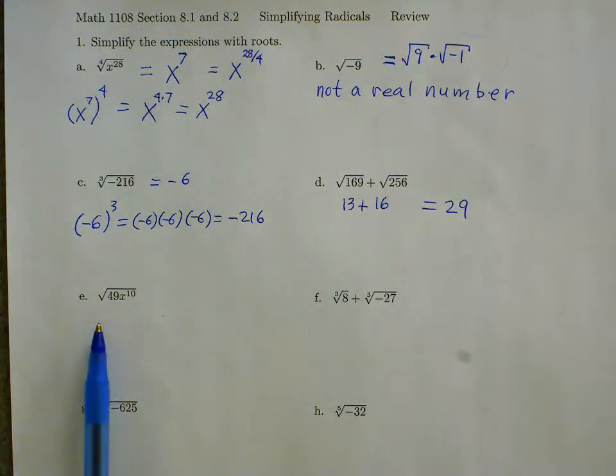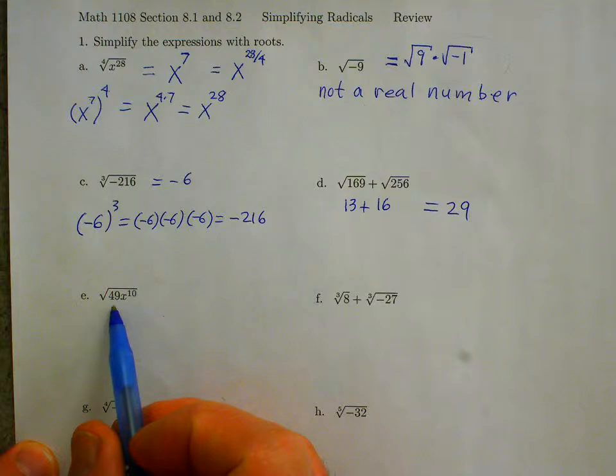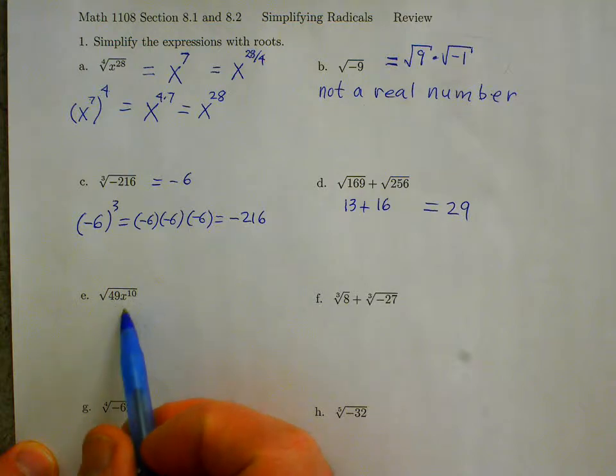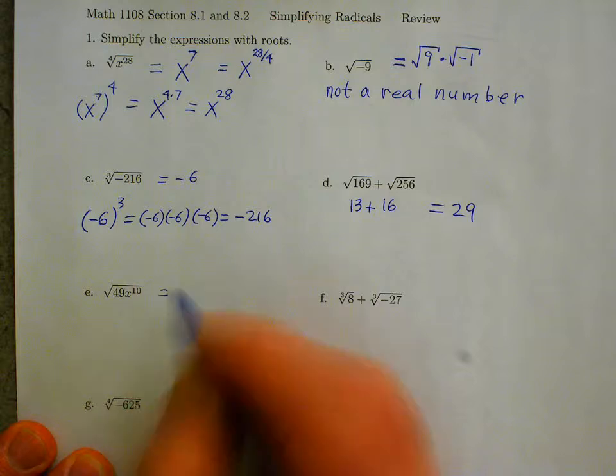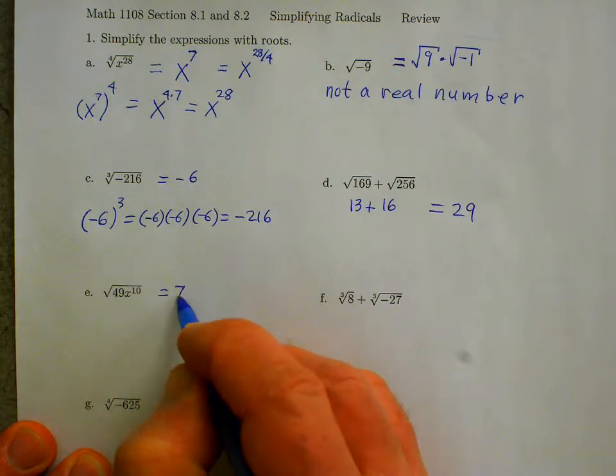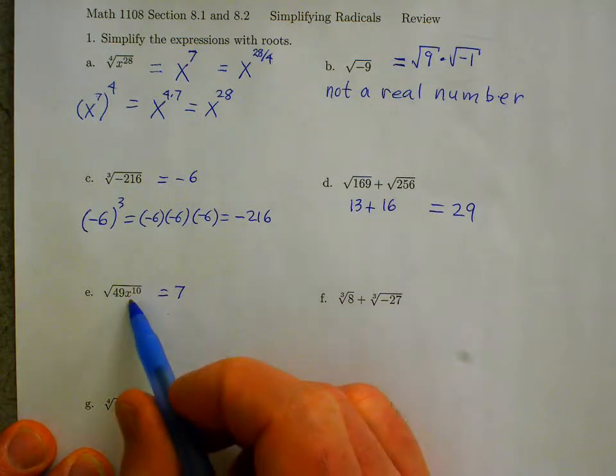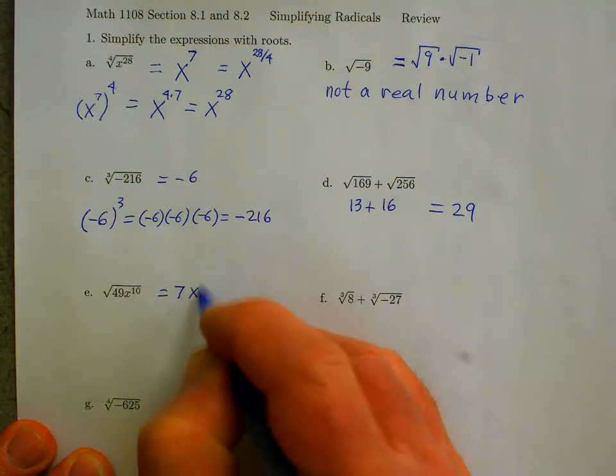Okay, part E, the square root of 49 times x to the 10th. Both 49 and x to the 10th are perfect squares. The square root of 49 is 7, and the square root of x to the 10th is x to the 5th.